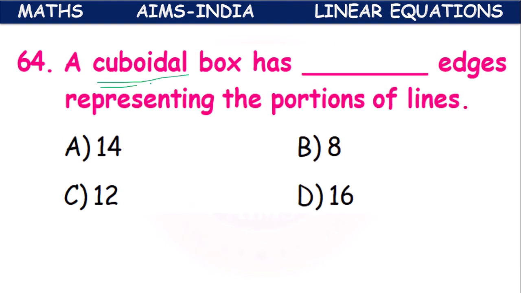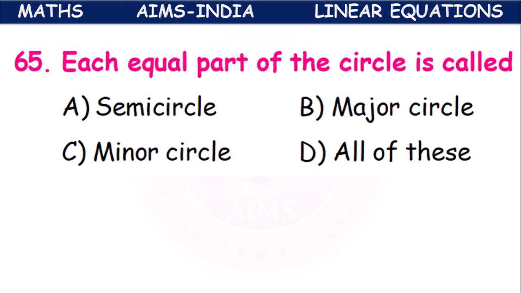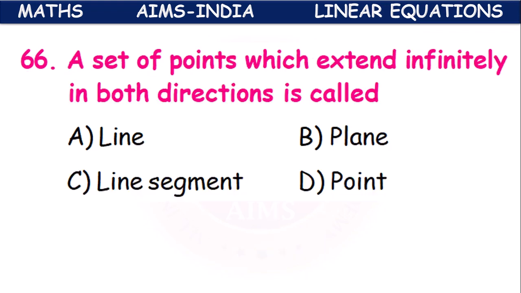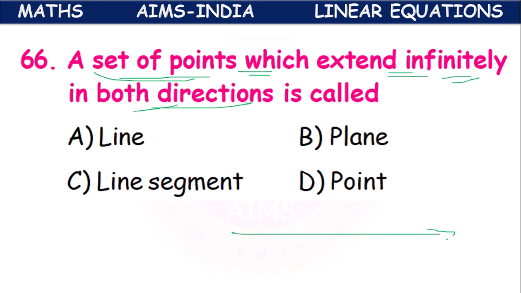Next, 64. A cuboidal box has dash edges representing the portion of lines. Already we have learned this, 12 edges. Each equal part of a circle is called. If a circle is there and we draw a diameter, it will divide into 2 equal parts. Each part will be called a semicircle. So a set of points which extend infinitely in both directions means it's a part of a line.